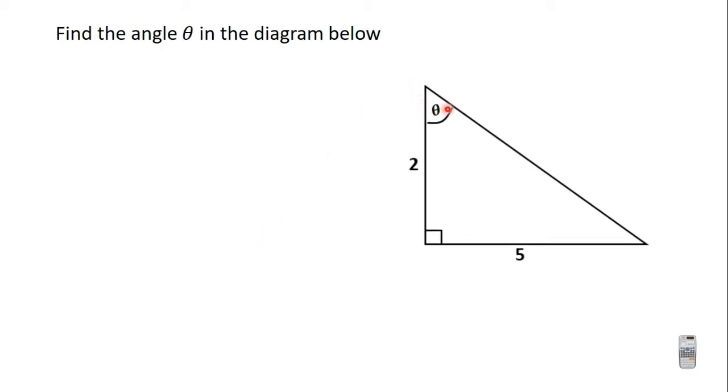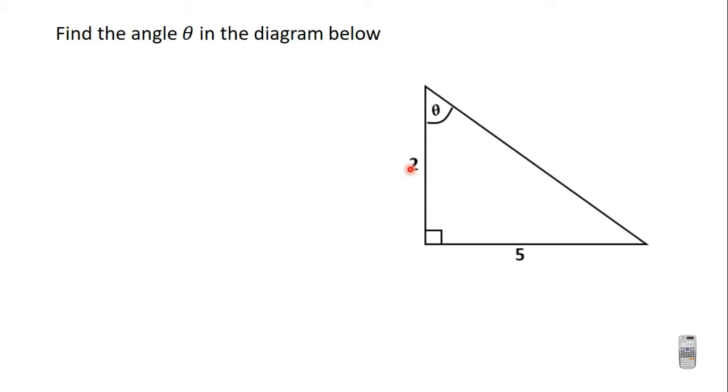We have theta here. This side is opposite, so the opposite side is 5. This side is the adjacent side because here is the hypotenuse, the longest side, or the side facing the 90 degrees. We don't know the value for the hypotenuse, but we know that this side is opposite, and we know that value to be 5. And this other side here is the adjacent side, and we know that value to be 2.